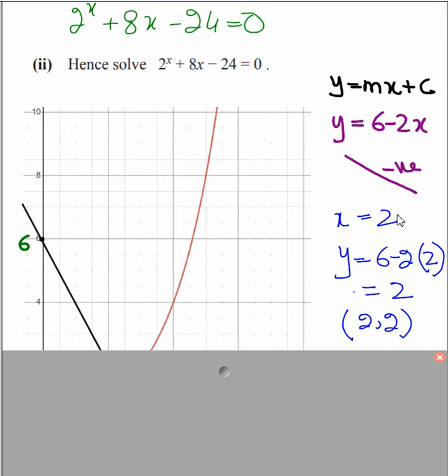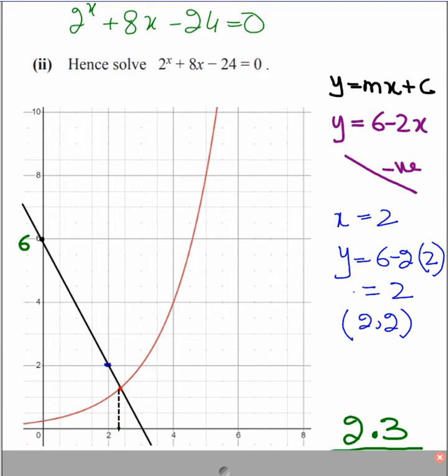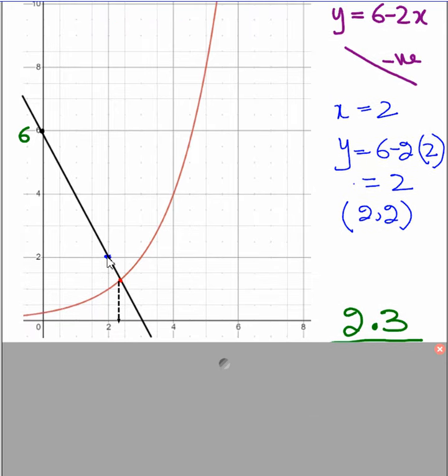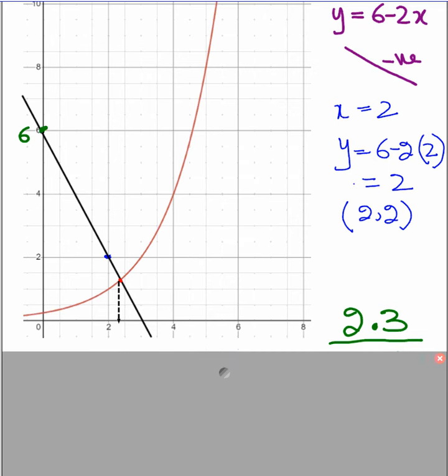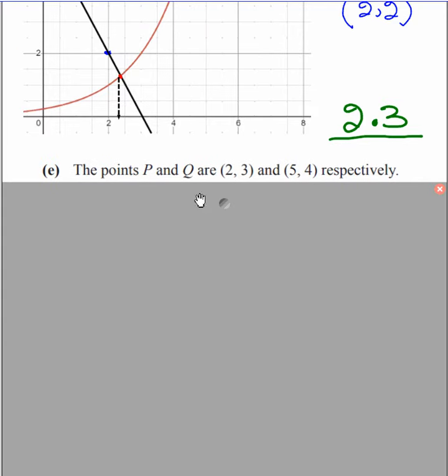So I got point x 2, y 2. I marked it here, 2, 2. You can see here, I got this point which was the y-intercept, which I got from the equation, and 2, 2. And I drew the line. Now this line is intersecting the curve at this point, which is approximately 2.3, right? So this is your solution of the equation, right?